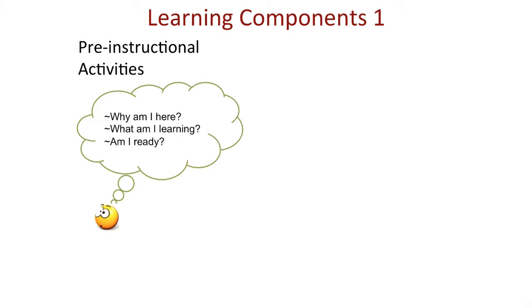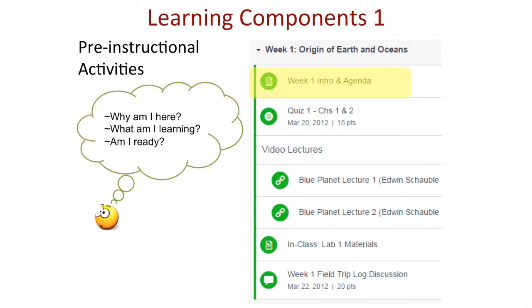The first component is called pre-instructional activities, where we address students' questions such as, why am I in this course? What am I learning next? Am I ready? In the example on the right, you see that the first item of this module is an introduction page. When students click into that page, they will be informed of what they're going to learn, as well as a timeline of this module.